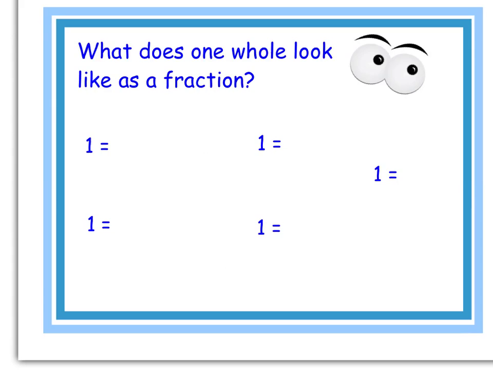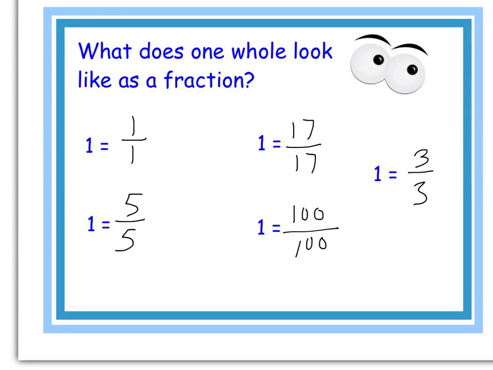What does 1 look like as a fraction? Well, 1 could look like many things as a fraction. 1 could look like 1 over 1. 1 could look like 5 over 5. 1 could look like 17 over 17. Think about another way that 1 could look. Okay, just think of like if I had a whole pizza. It would be every single slice, right? So it doesn't matter how many slices I have. Maybe I have 100 slices. 100 out of 100 is a whole pizza, right? I could have 3 out of 3. There's my whole pizza.